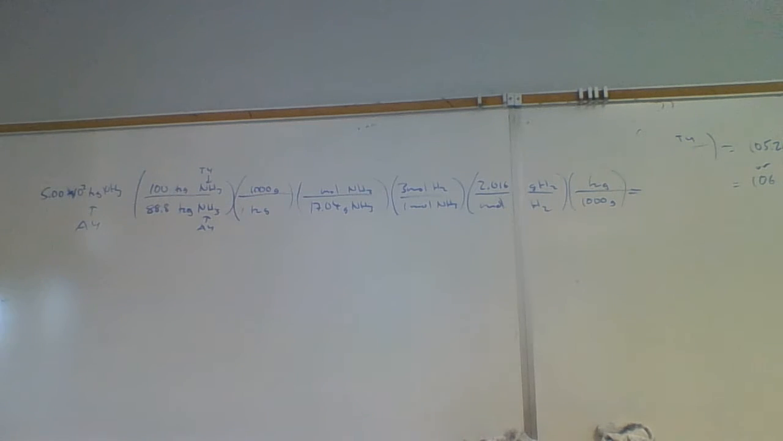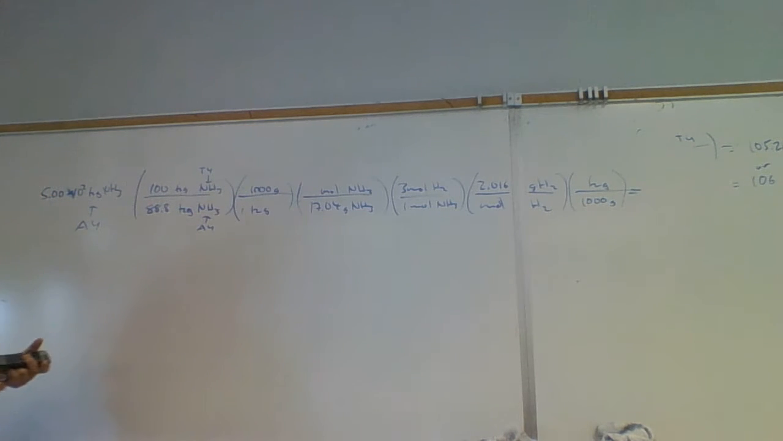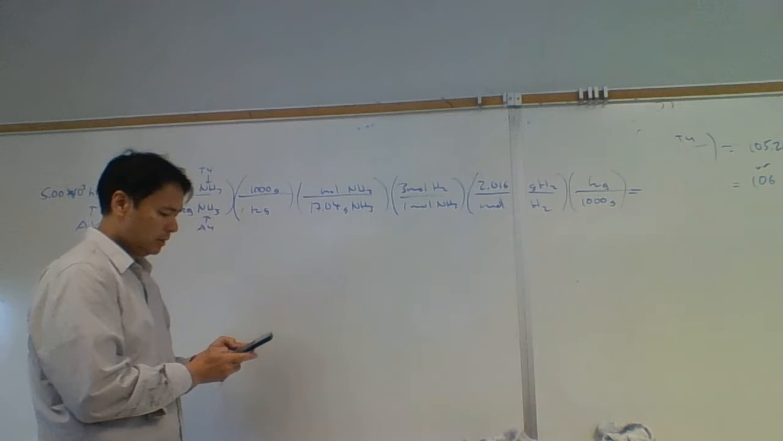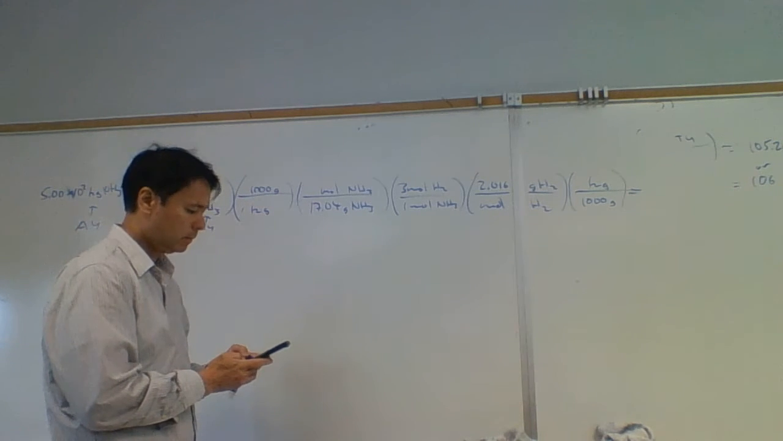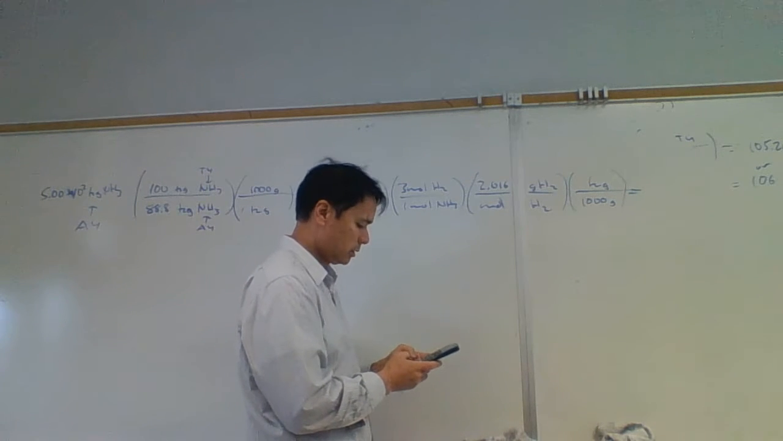And so I have to start off with extra, and this is just the calculation to see what that extra amount is. The 1,000 divided by 1,000, the thousands cancel. So I'll go ahead and do the calculation. It's going to be 500 times 100 divided by 88.8 divided by 17.04 times 3 times 2.016.